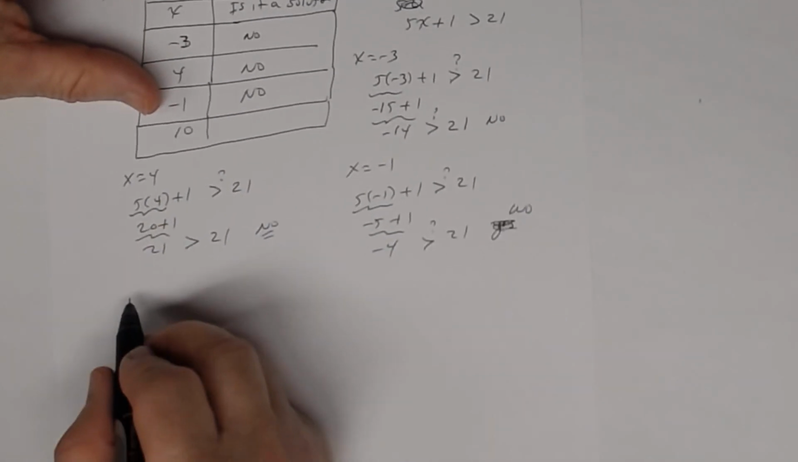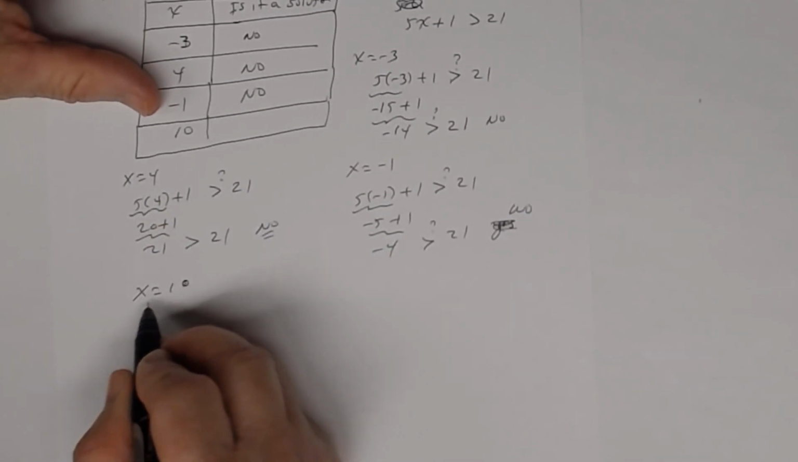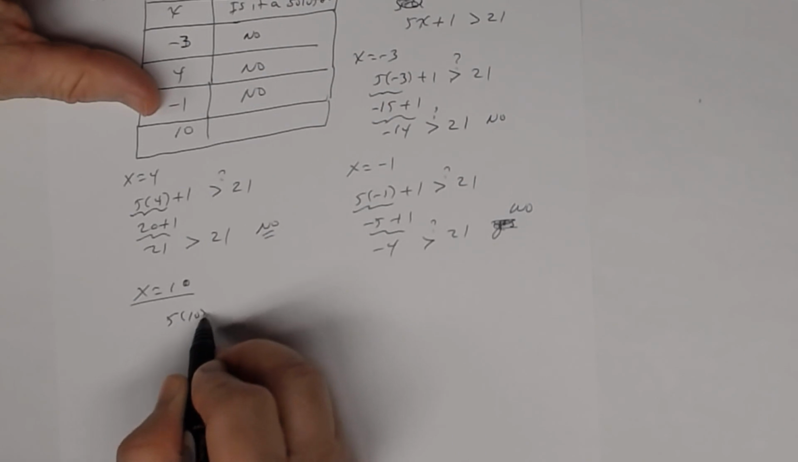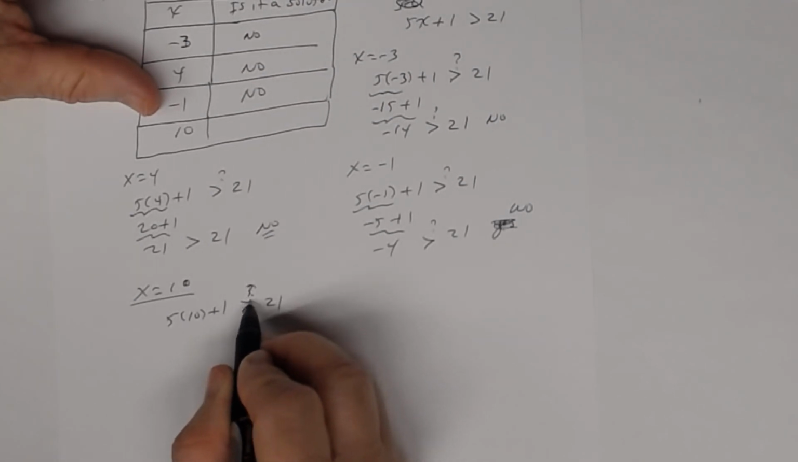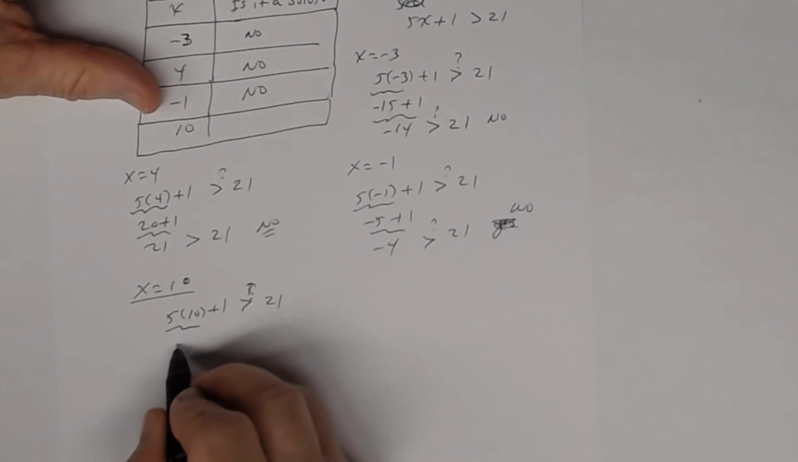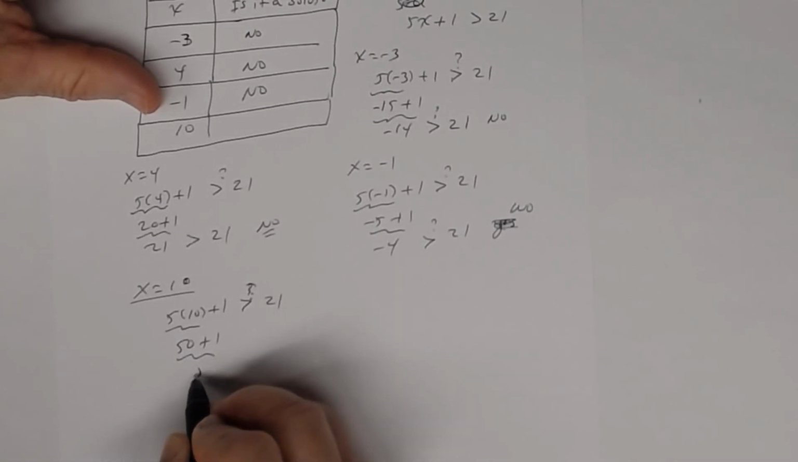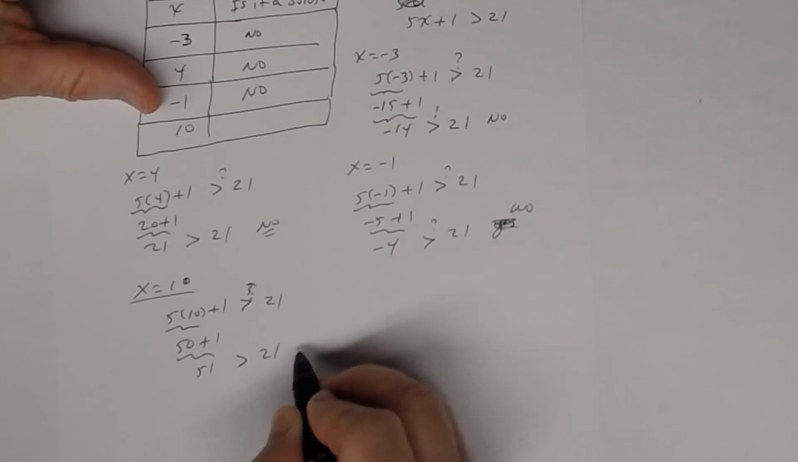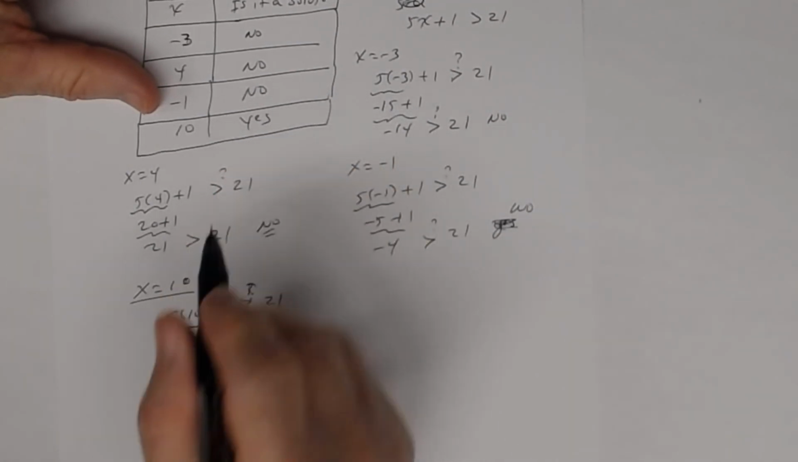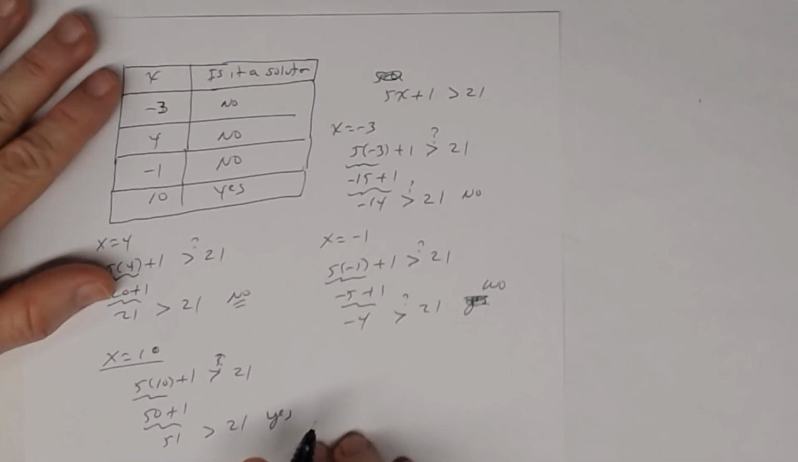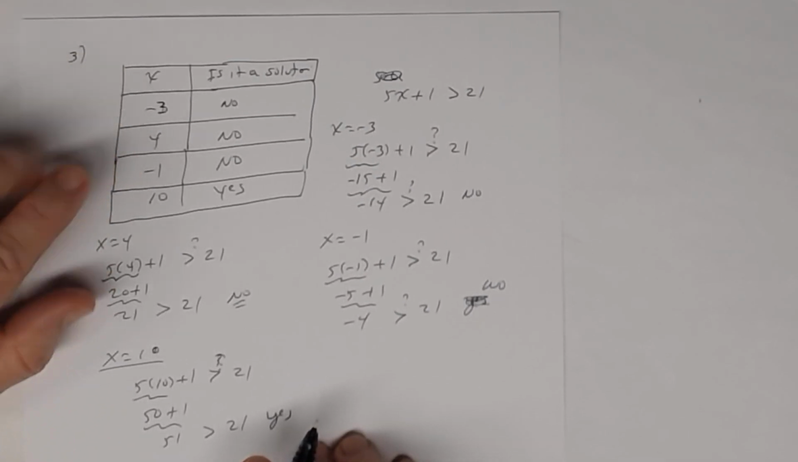Let's check 10. x equals 10. So 5 times 10 plus 1, and I want to see if that's going to be greater than 21. That's a little question mark right here. Well, 5 times 10 is 50. 50 plus 1 is 51. Is 51 greater than 21? And the answer is yes. So that is a solution. All right, so the only solution in this list here was 10.